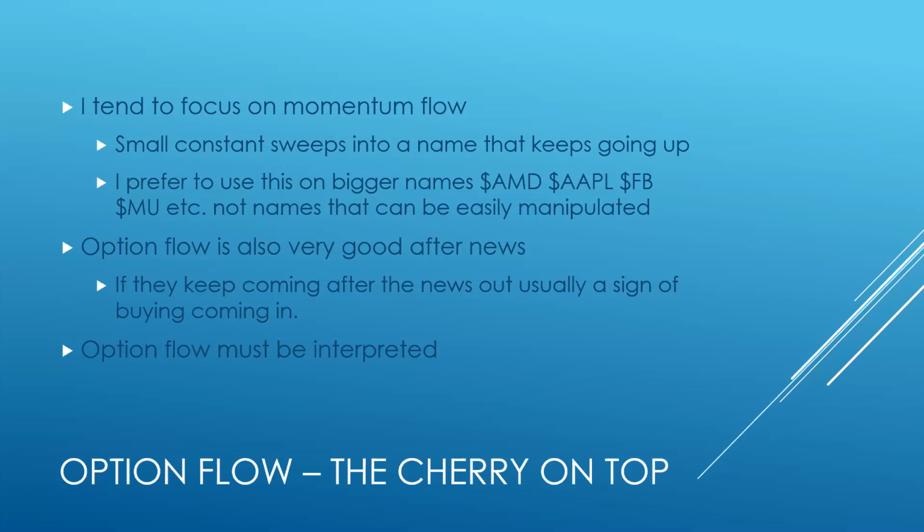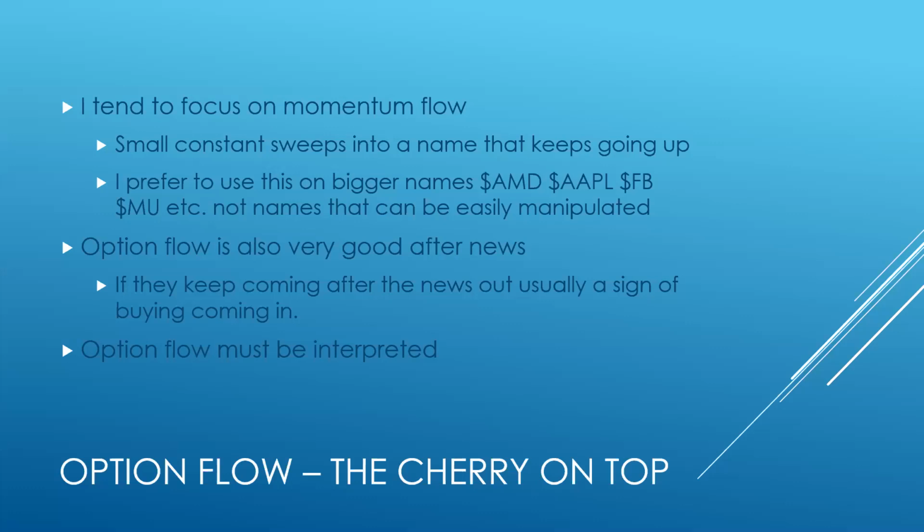So I prefer to go after names that are bigger, like AMD and Apple and Facebook and Micron, et cetera, looking for momentum flow into those, Roku, Square, because they're not as easily manipulated, right? They're not really these pump rooms, these pumper guys, they can't manipulate these names as easily.